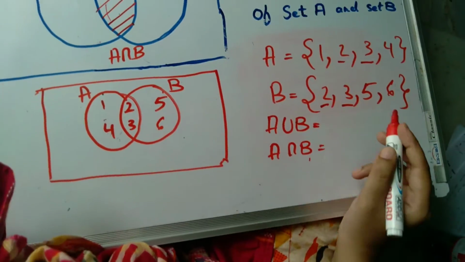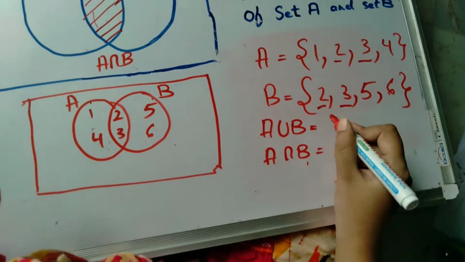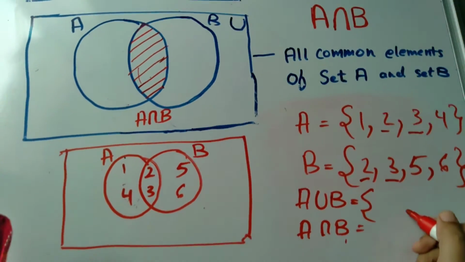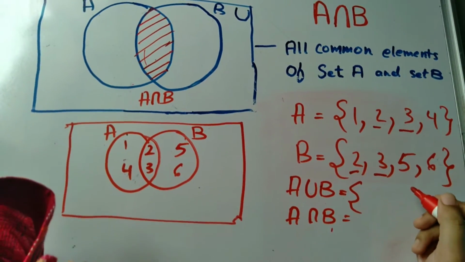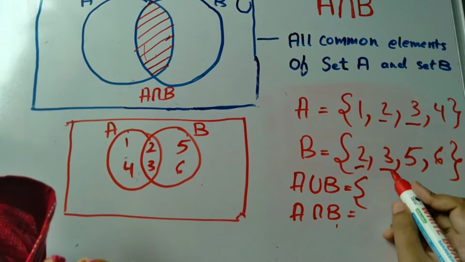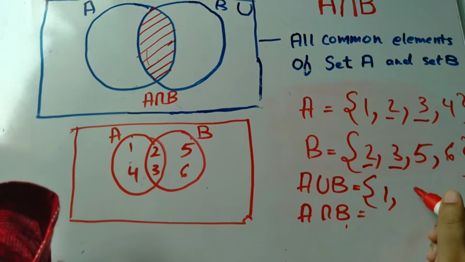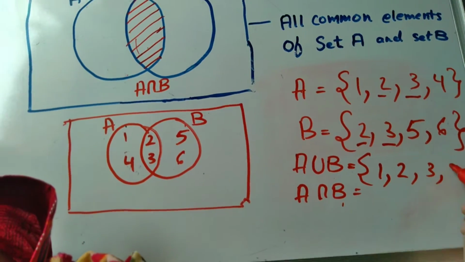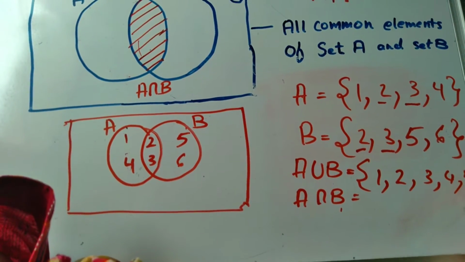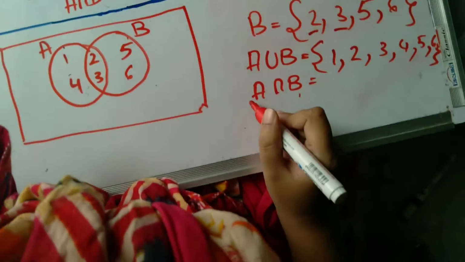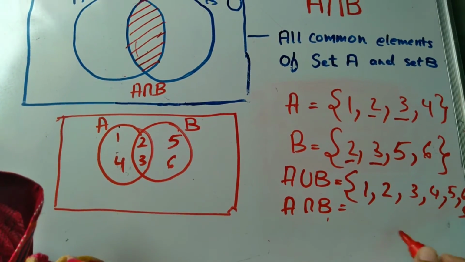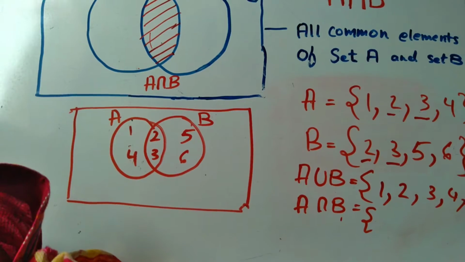First we will write A union B, all the elements of A union B. How can we write A union B? Writing all the elements and writing common elements only once. What are all the elements of set A and set B? 1, 2, 3, 4. 2 and 3 are common, so we write them once. Then 5, 6.